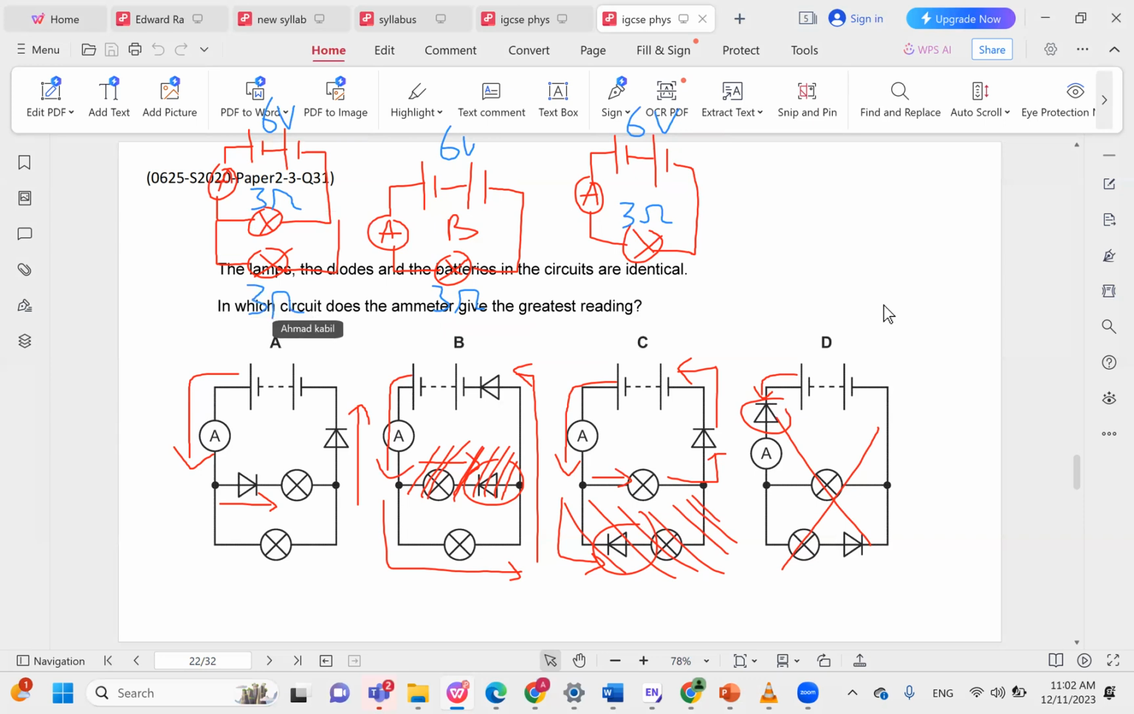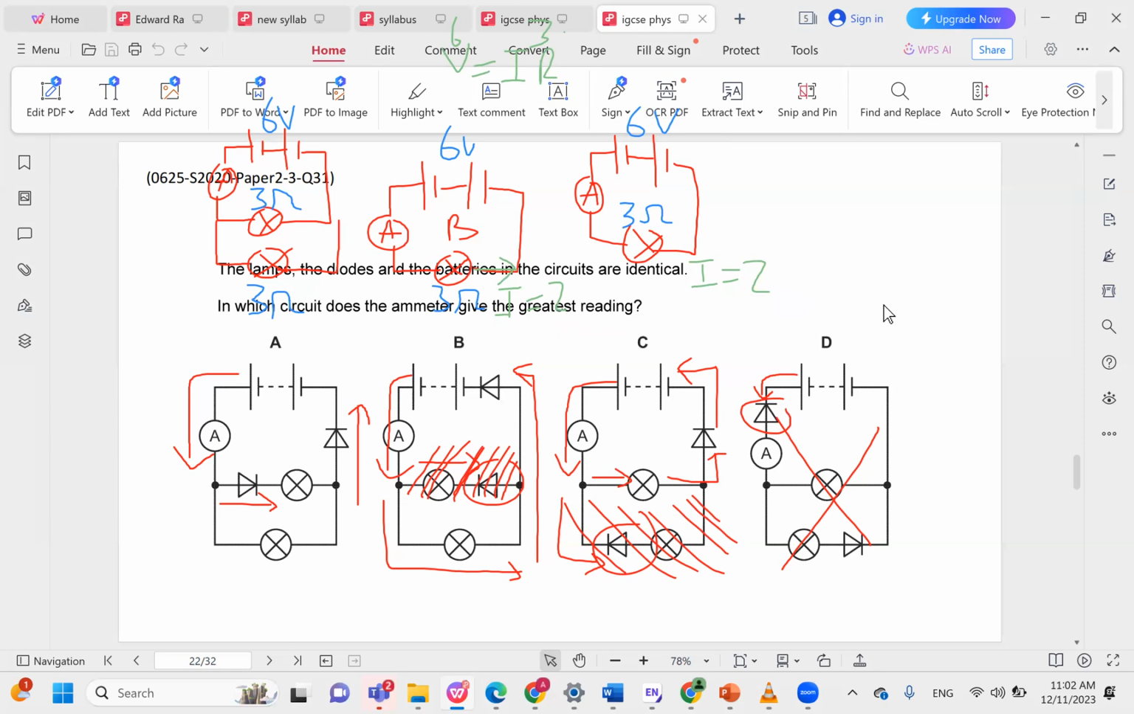For example. So what is the current in each case? Let's start with B and C because they're simpler. In B, of course, we remember that V equals IR, right? And the voltage is 6 and the resistance is 3. So 6 divided by 3, so the current equals 2. In C as well, the current is equal to 2. Same idea, same circuit, pretty much.